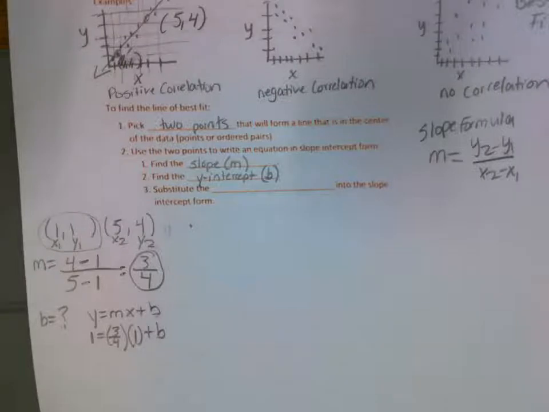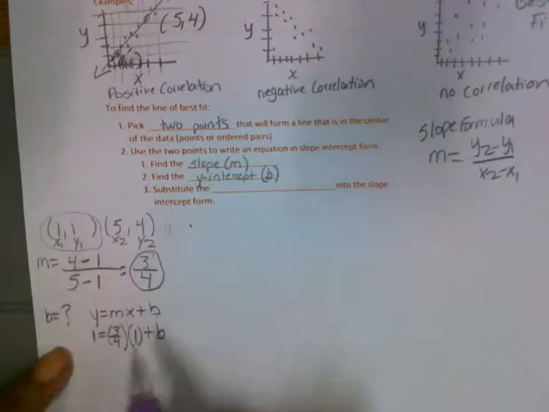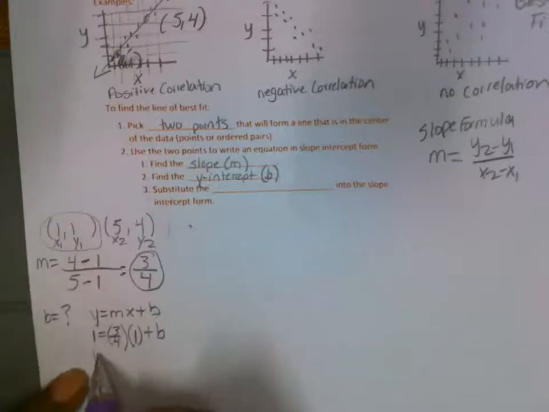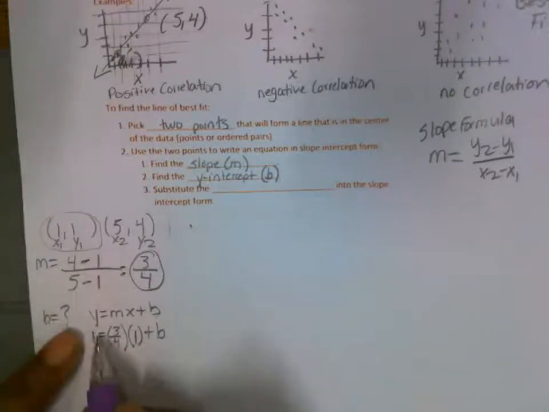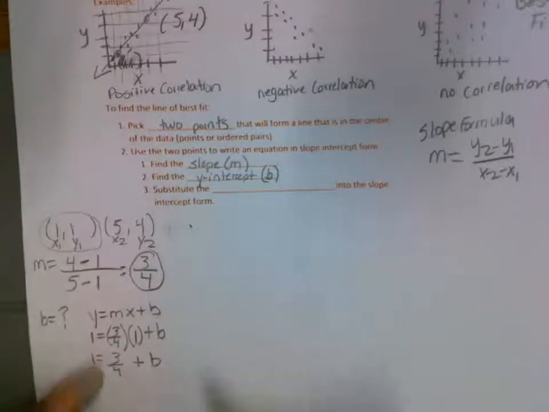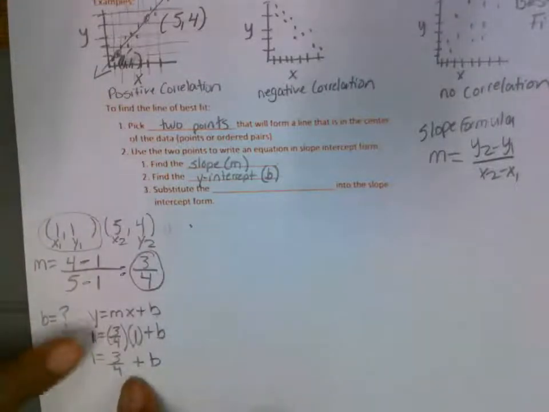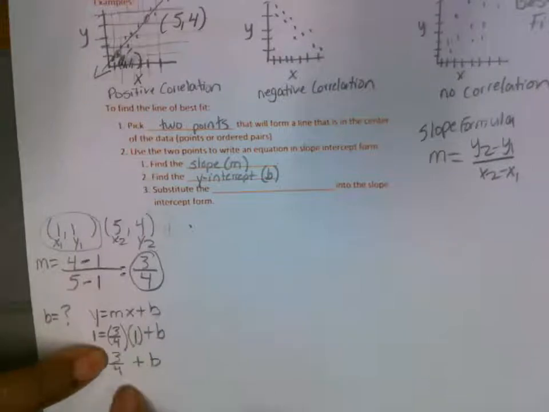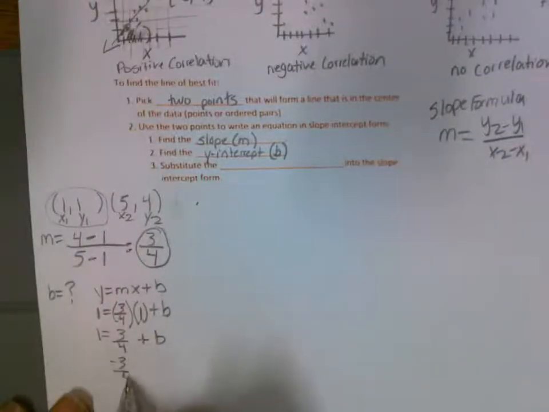To solve for b, I'm going to multiply this first. This gives me 1 on this side, bring it down. And here, when I multiply 3/4 times 1, that just gives me 3/4. Bring down the plus b. To get b by itself, I have to get rid of this positive 3/4, so I'm going to subtract 3/4 on both sides.